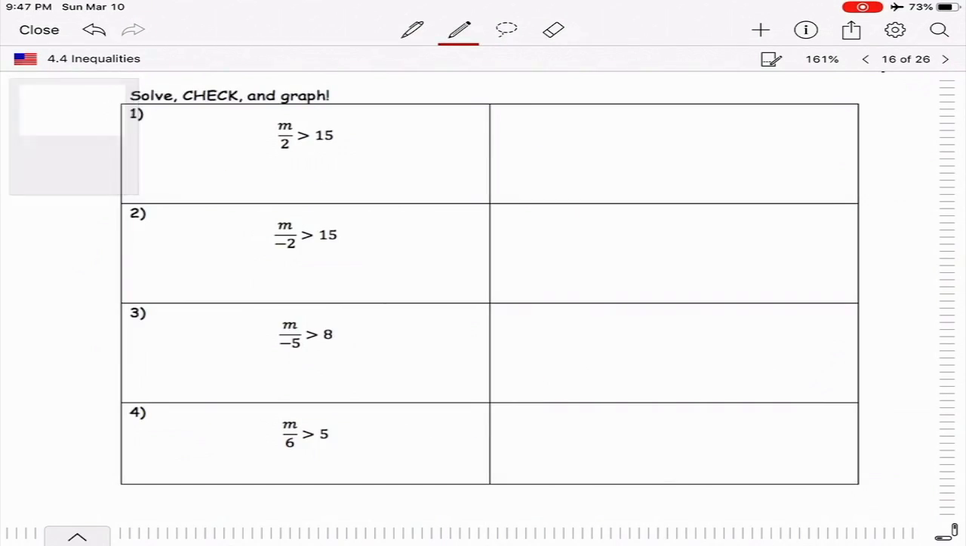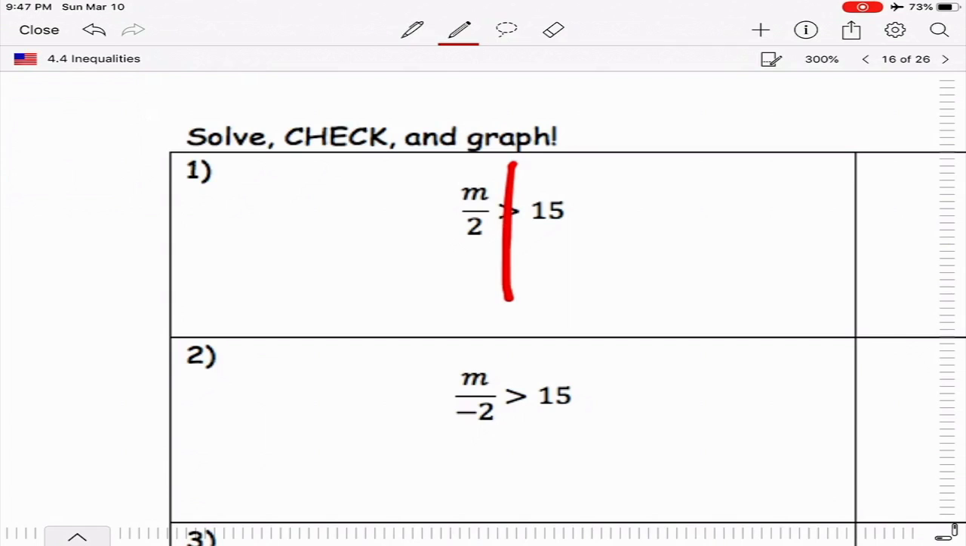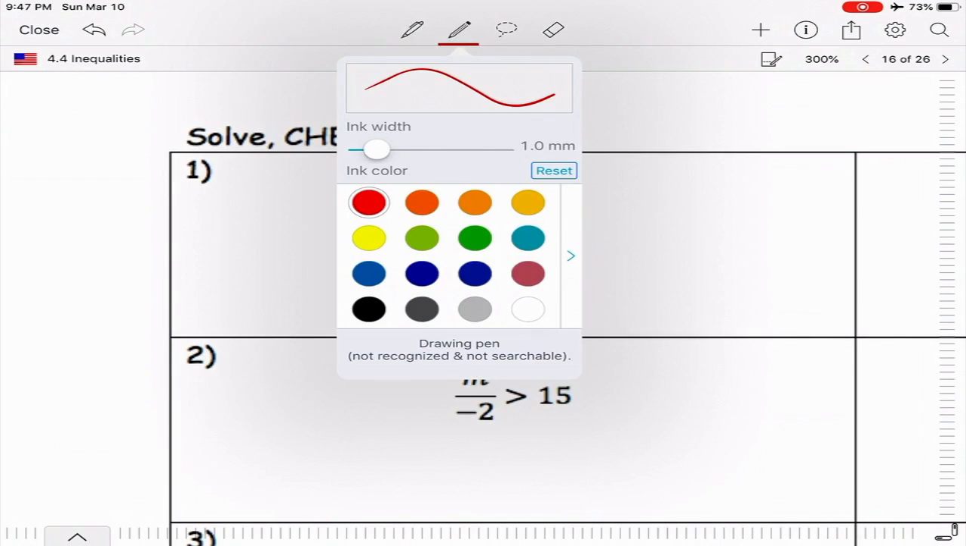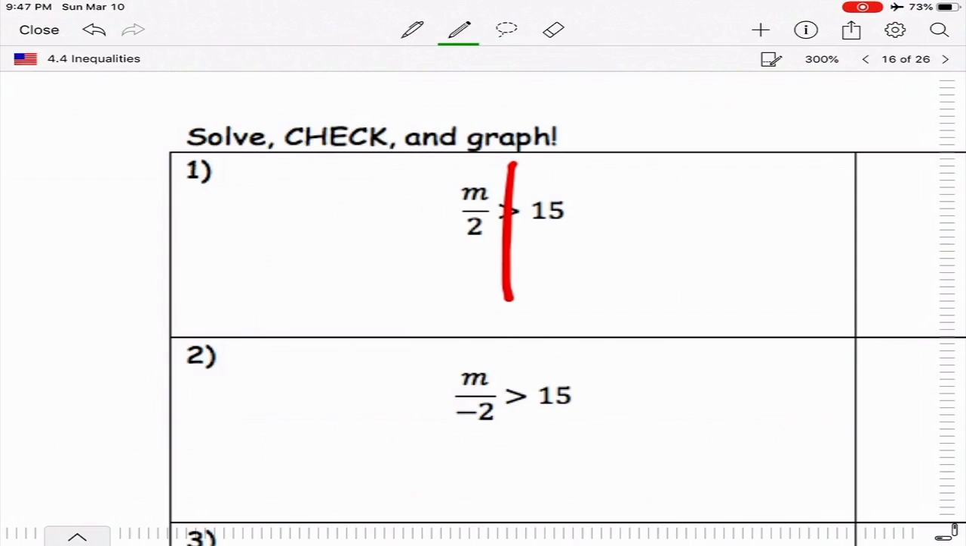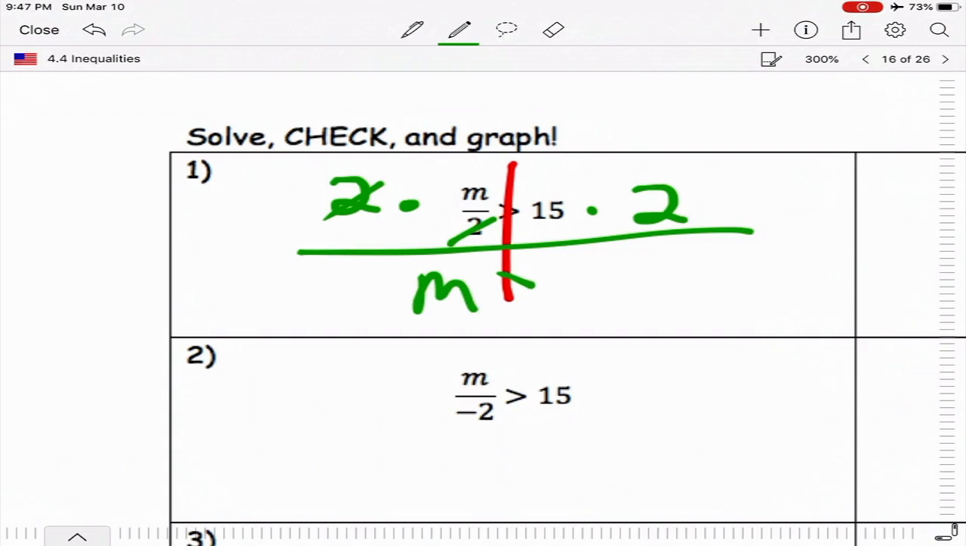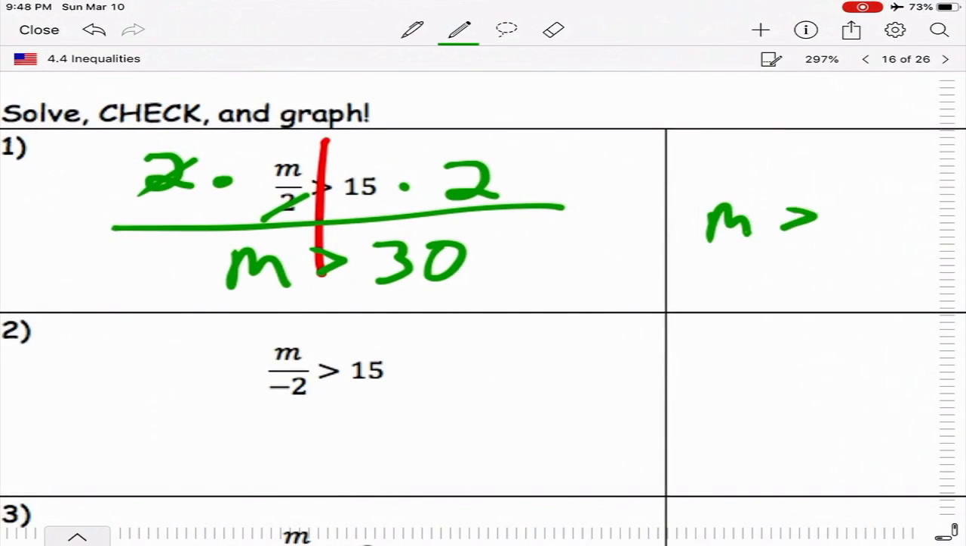In this problem here, we're going to solve like we normally would. Line through the inequality. The operation between the m and the 2 is division, so the opposite is multiplying. So I multiply by 2. The 2's cancel out. I multiply 2 here. And m is greater than 30. That's it. M is greater than 30. Notice how my inequality did not flip. Your inequality does not flip when you multiply by a positive.